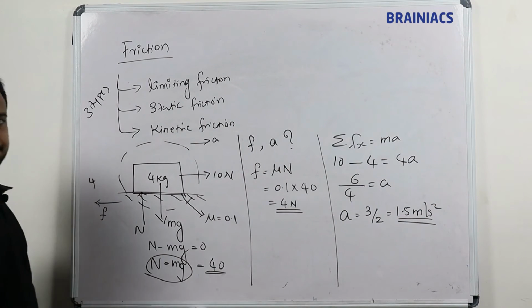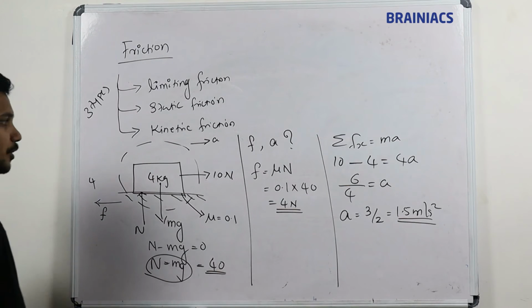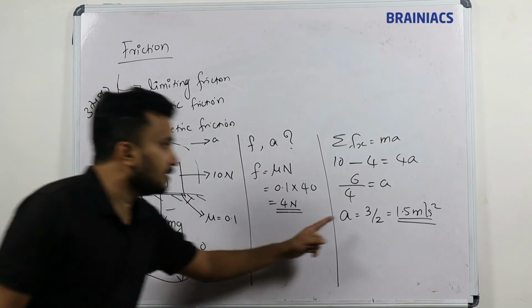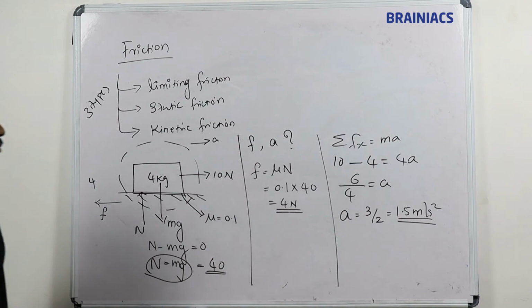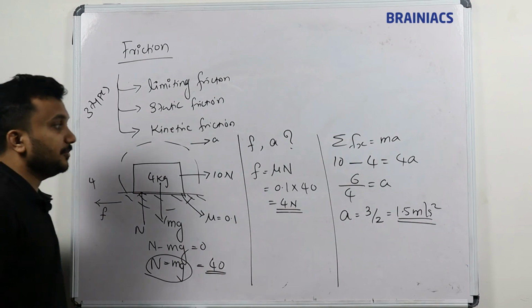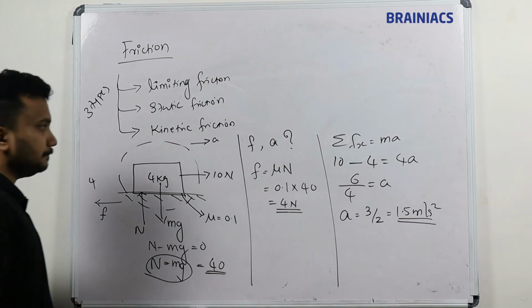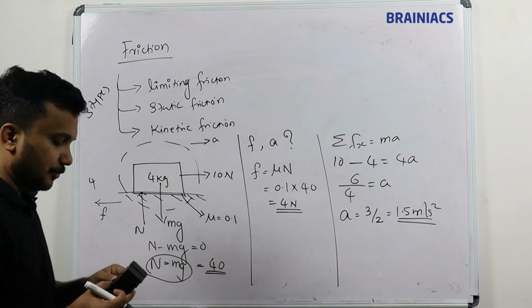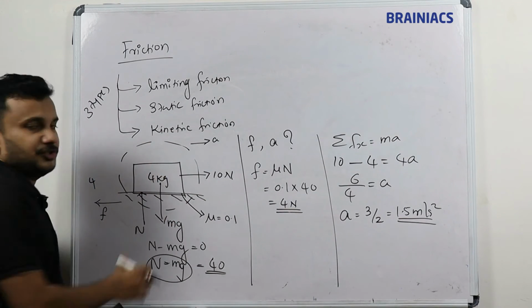The block will move. Okay, so now we got the frictional force value 4 Newton and we got acceleration equal to 3 by 2, that is 1.5 meter per second square. Now, instead of doing this, I am doing some alteration for the question.